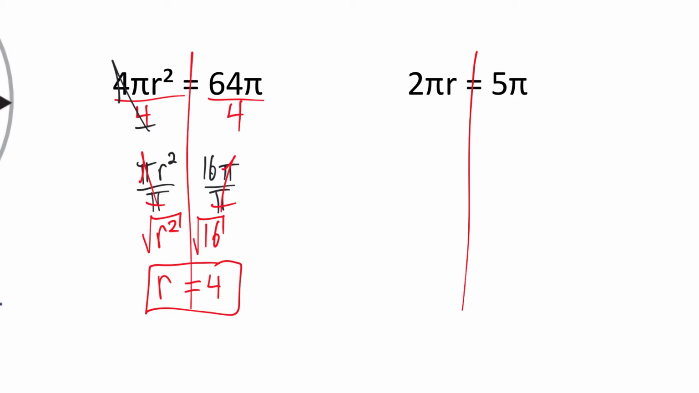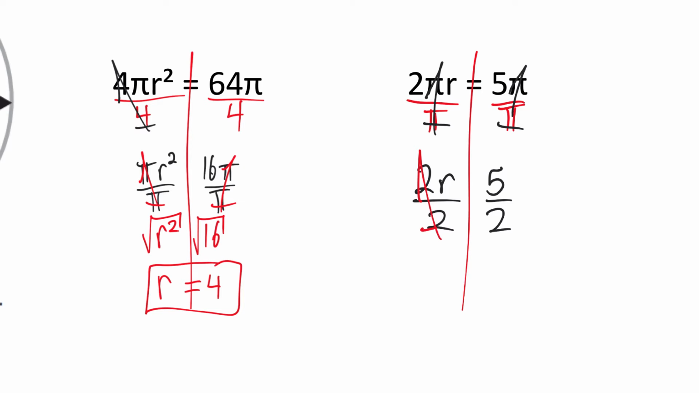Okay, on this one, same thing. I want to solve for r. So on this one, I'm going to actually divide by pi first. That makes these pi's cancel. That leaves 2r. These pi's cancel. That leaves 5. Divide both sides by 2. And it just gives you a decimal, 2.5.